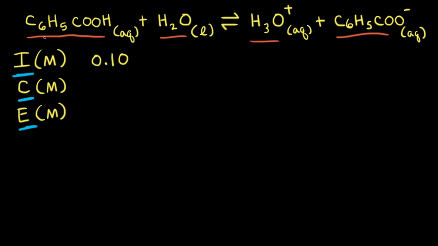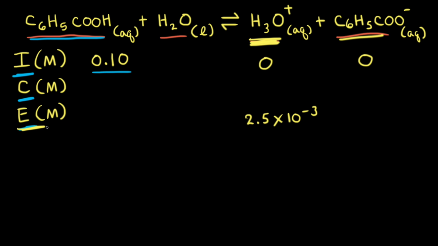In our problem, we were told the initial concentration of benzoic acid was 0.10 molar. And if we assume that benzoic acid hasn't reacted yet, the initial concentration of hydronium ion would be 0, and the initial concentration of benzoate would also be 0. We just calculated the equilibrium concentration of hydronium ions, which we found to be 2.5 times 10 to the negative third molar. So we're going to go ahead and put that under hydronium ion for the equilibrium concentration. So if the initial concentration of hydronium ion was 0 and the equilibrium concentration is 2.5 times 10 to the negative third, there was an increase of 2.5 times 10 to the negative third, so we're going to write that under hydronium for the change in the concentration.